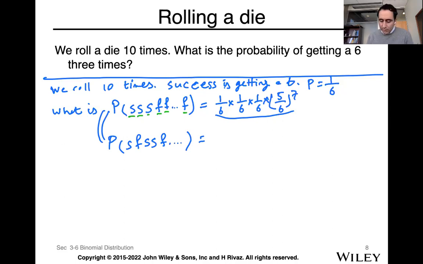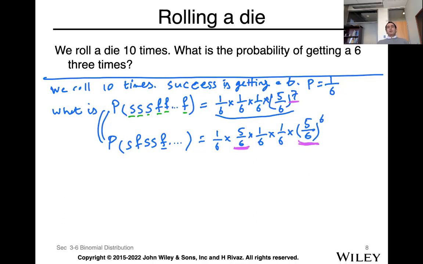Right? Because the reason for that is that the following one is going to be 1 divided by 6 times 5 divided by 6 times 1 divided by 6 times 1 divided by 6 times. So how many failures do I have here? 6, right? 5 divided by 6 to the power 6. And I have 5 divided by 6 here, another 5 divided by 6 here. So it becomes to the power 7, which is the same as what we had before. So the order doesn't matter. All of them are equally likely.